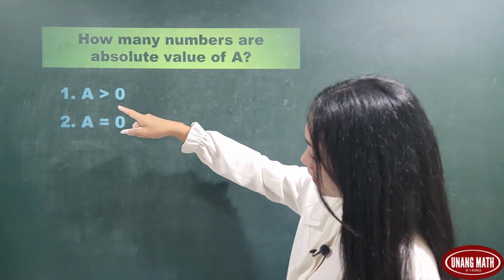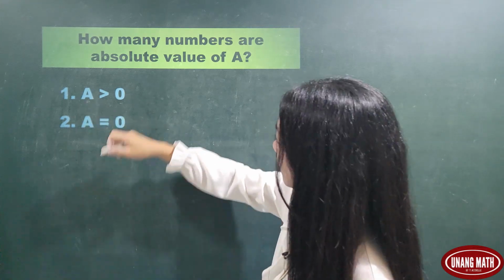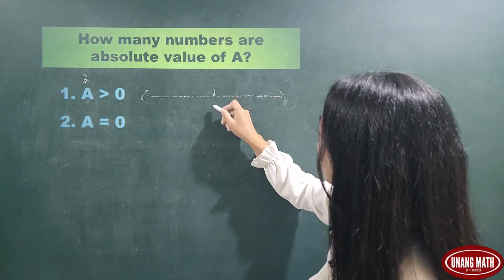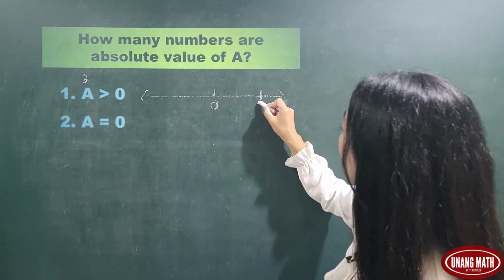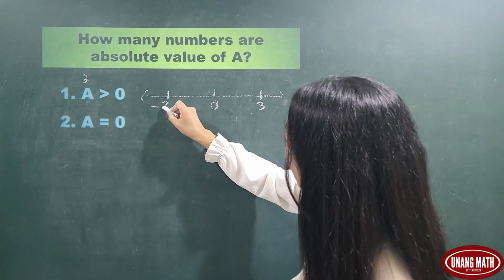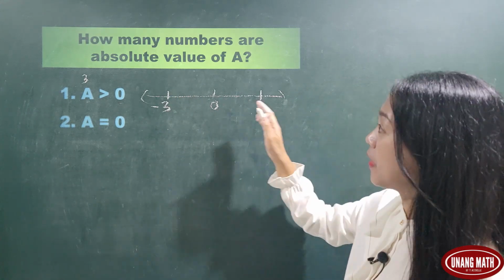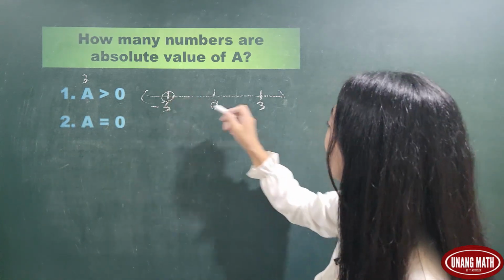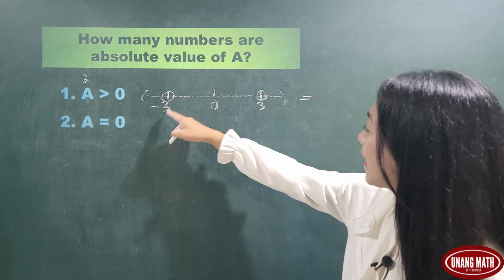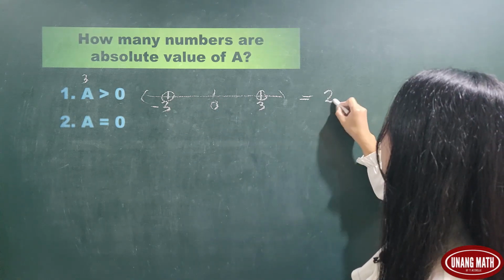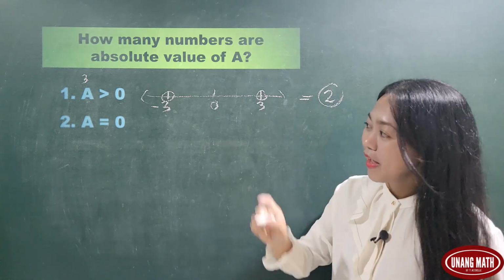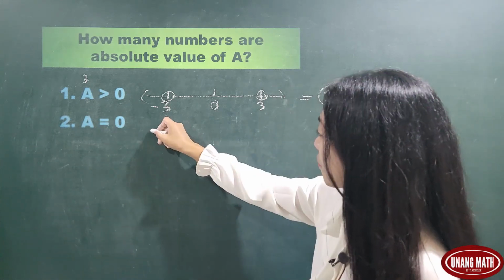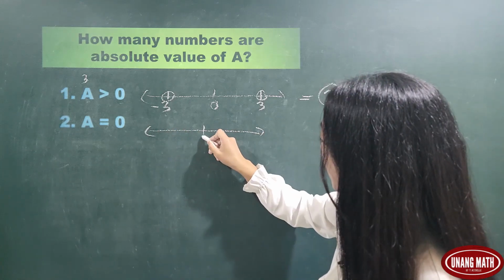Let's give an example. Let's say A is 3. So in the number line, this is the origin or 0. This is positive 3. This is negative 3. So how many numbers are absolute value of 3? We have two numbers, negative and positive numbers. So there are two numbers. How about if absolute value of A is equal to 0? Okay, this is 0.